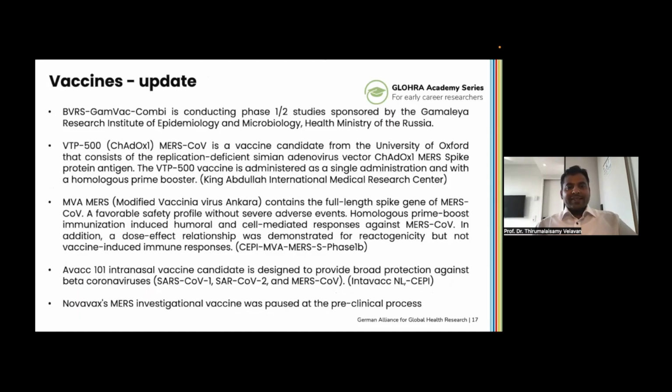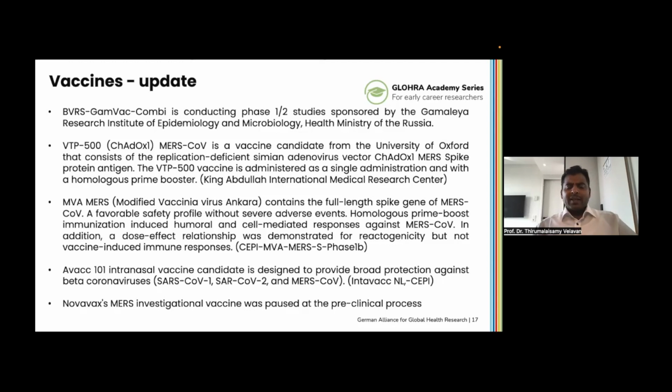In terms of vaccines, what is known in terms of MERS-CoV? We have plenty of vaccines in the pipeline at this moment. The first one is the Gamaleya, similar to the Sputnik you might have heard about for SARS-CoV-2. It is in phase 1 and phase 2 studies from the Gamaleya Institute, which also produced the Sputnik vaccines. The other one is the ChAdOx, the Oxford vaccine based on the adenovirus vector platform.